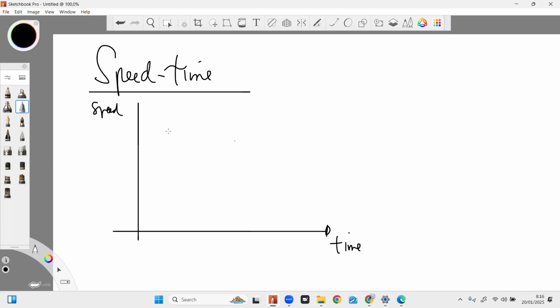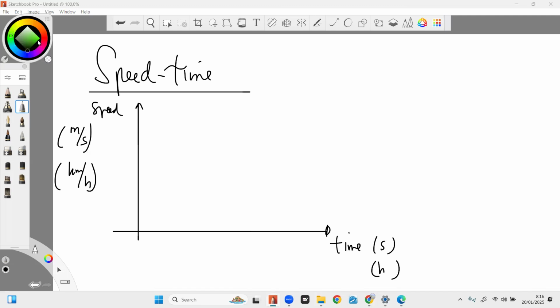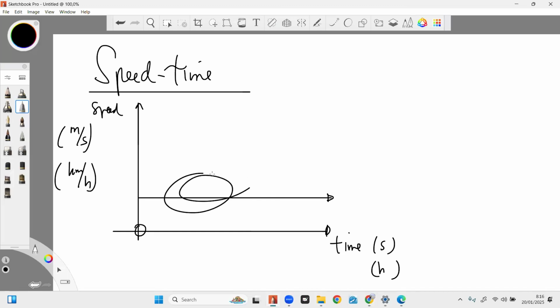So let's see how it can go. Meter over second or kilometer over hour. Time is seconds or hour. They depend. However, if we try to think of this, what happened to the graph? What is this graph? How do you explain this graph? Uniform speed or constant speed? That's right. Constant speed.